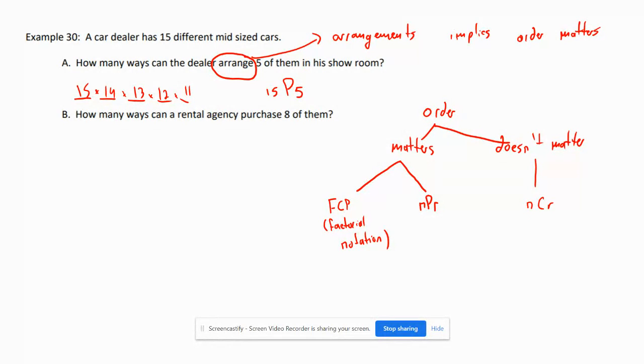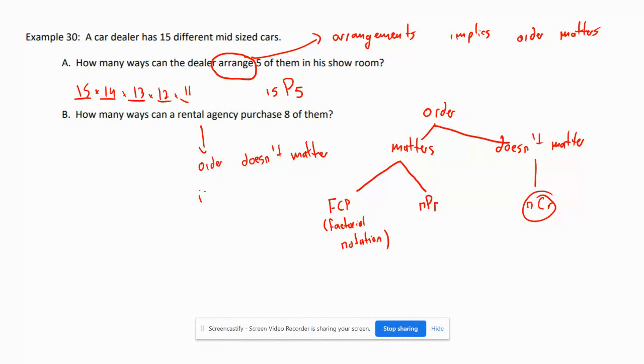How many ways can a rental agency purchase 8 of them? Okay, so this comes back similar to the coin question we just did. If there are 15 cars and I want to purchase 8 of them, well, which 8 do I want? If I chose, say, the first 8, it doesn't matter which order I arrange those in, it's still going to cost the same amount. So in this one, order doesn't matter. So we want to use our NCR formula.